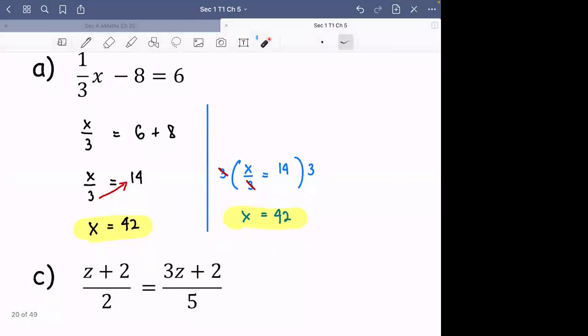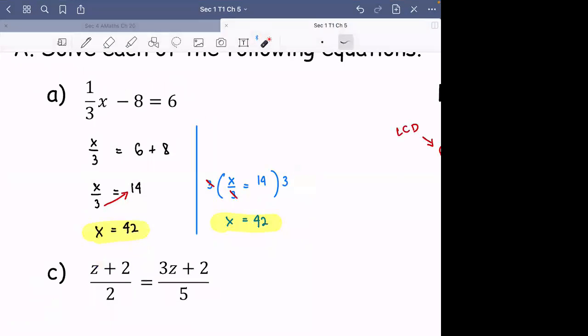All right, so again, how do we answer letter A? How did we get x is equal to 42? So we had 1/3 x minus 8 equals 6. You can rewrite 1/3 x like x over 3. Okay, they're the same. And then what do we do here? We transpose -8 to the other side, so it becomes 6 plus 8, and that gives us 14.